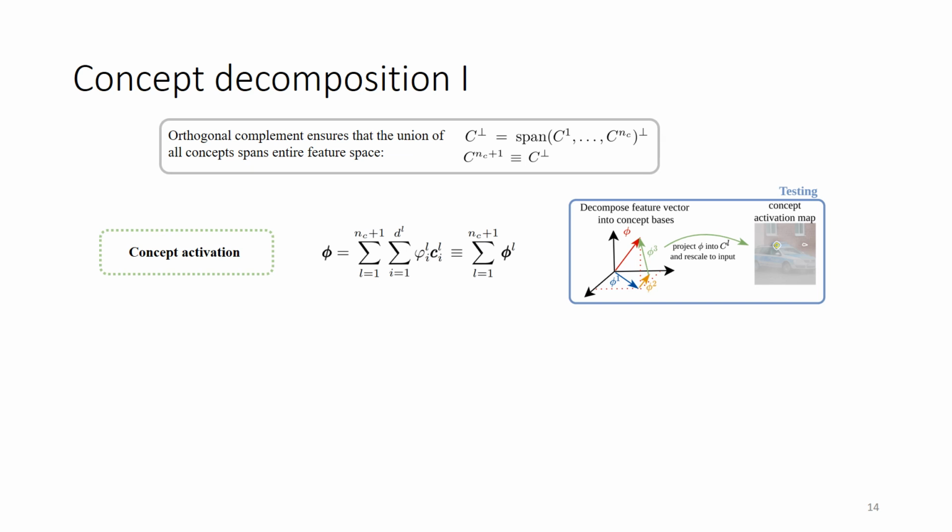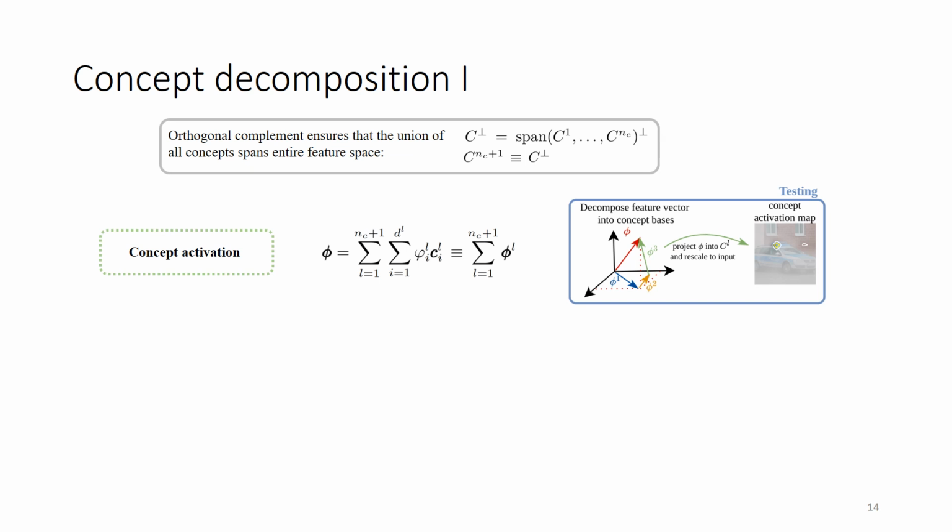So far, the raw feature space representation of an MCD concept is a basis for a linear subspace. To show how a concept is expressed within a particular sample, we construct concept activation maps. To this end, we decompose the feature vectors phi of the sample into concept contributions.